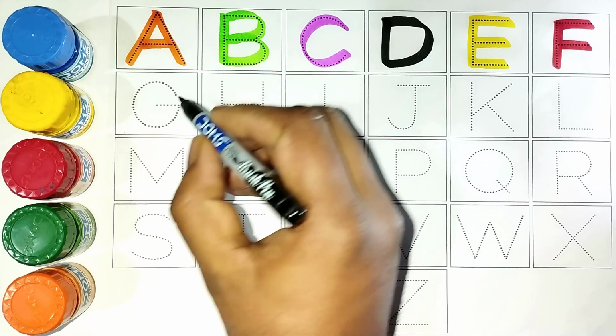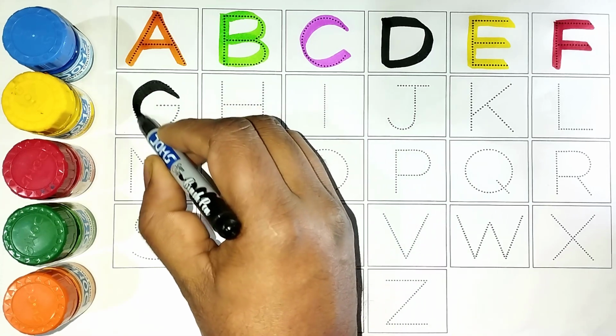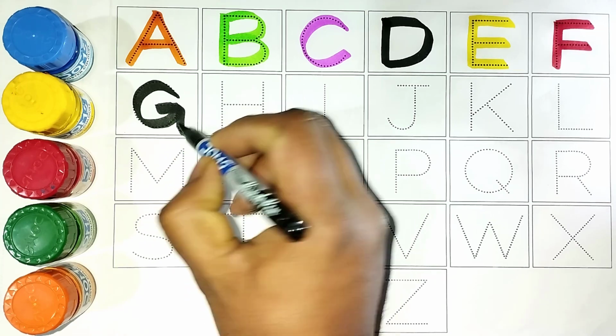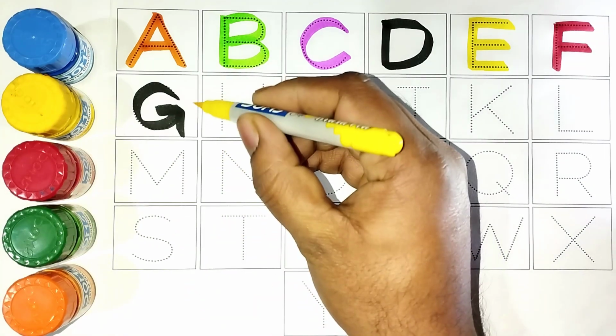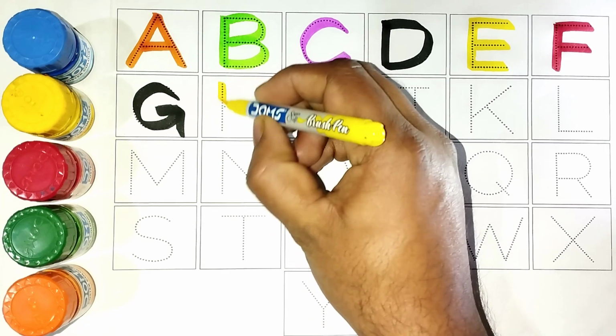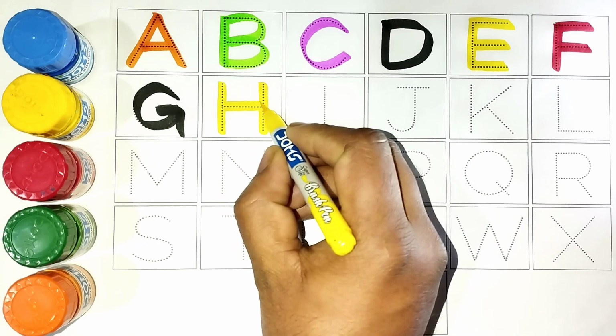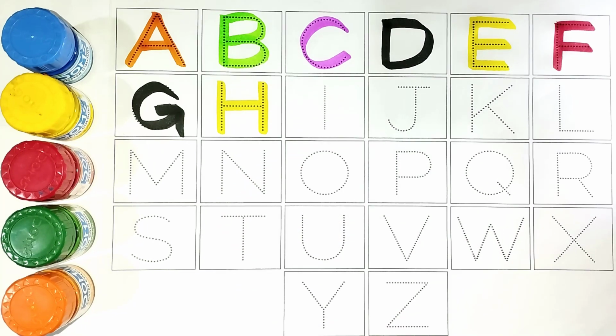Black color. G for grapes, G for grapes. Yellow color. S for hen, S for hen.